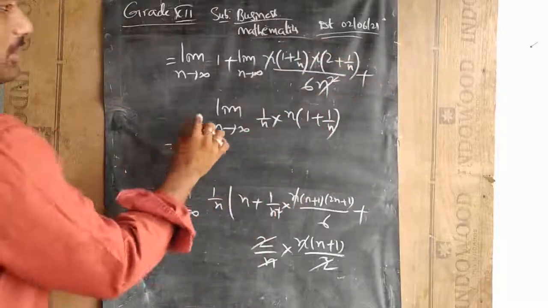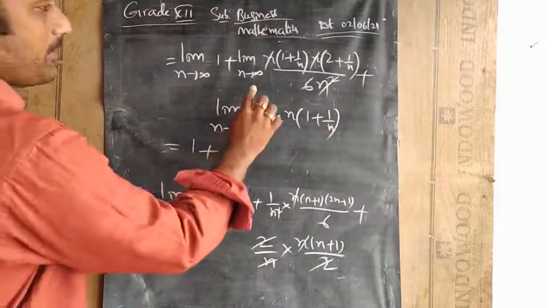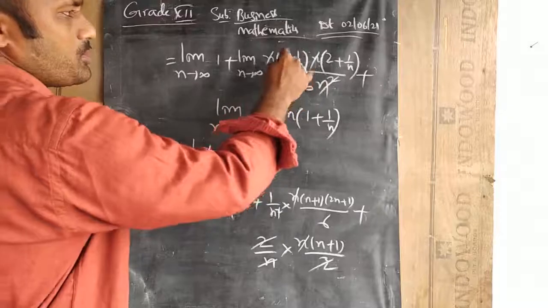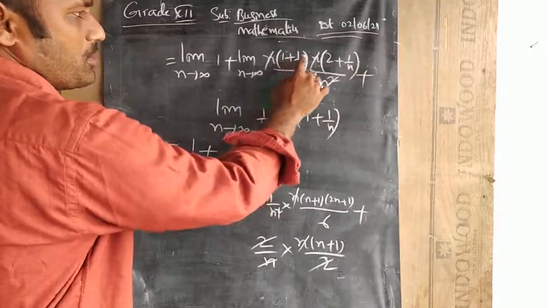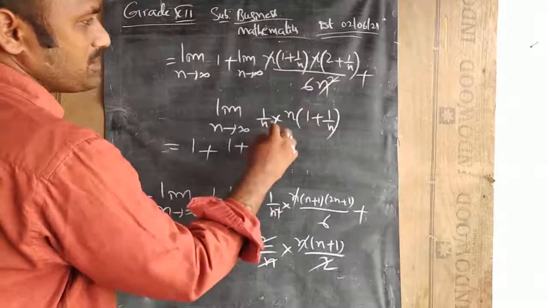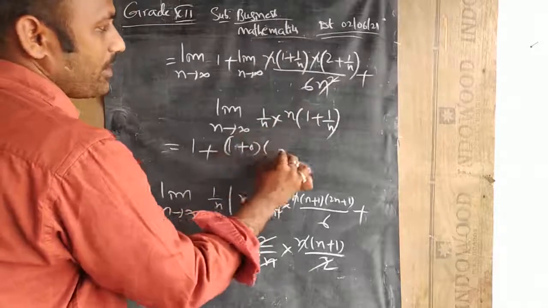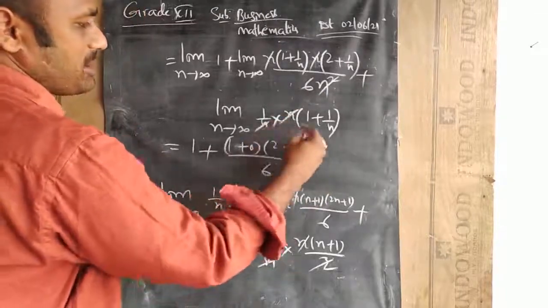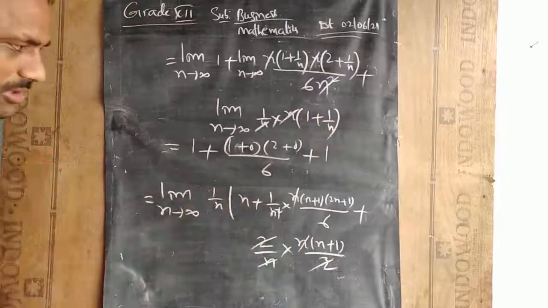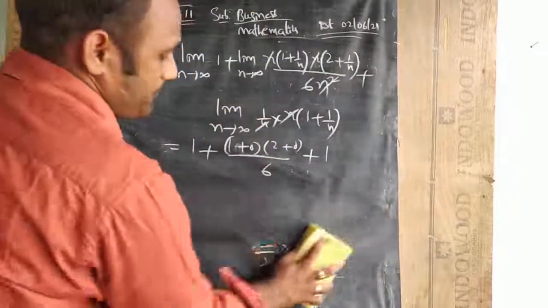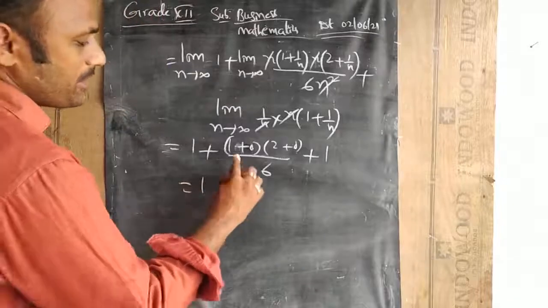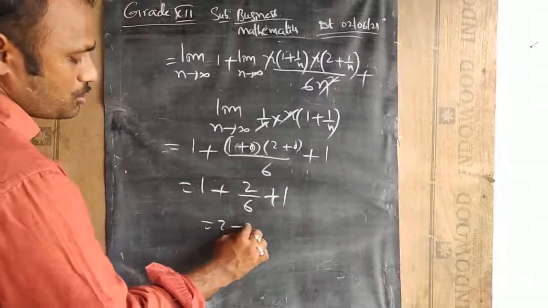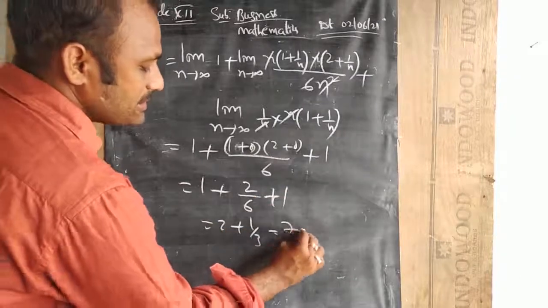Now the limit of this will be 1 plus. If I am saying n tends to infinity, it means 1 by n should tend to 0. So this will be 0 and this will also be 0. So it becomes 1 plus (0 into 2 plus 0) divided by 6. Plus here n gets cancelled, 1 plus 0 which is 1. So the answer will be 1 plus 0 is 1, which is 2 by 6 plus 1. So 2 plus 1 by 3, 7 by 3 is the answer.